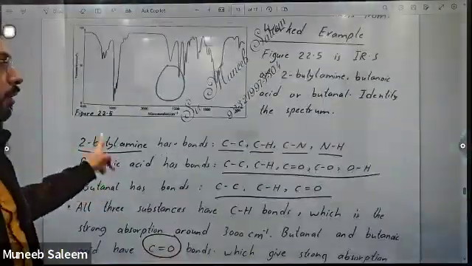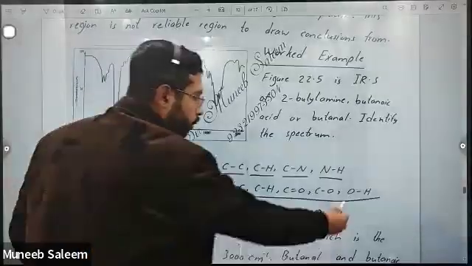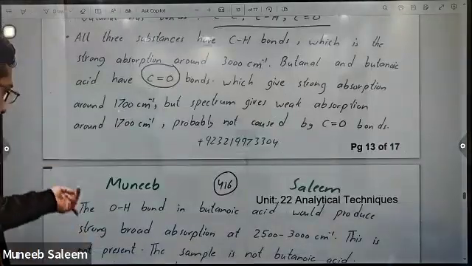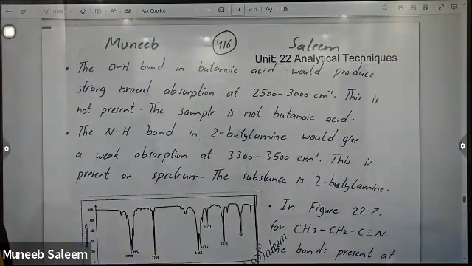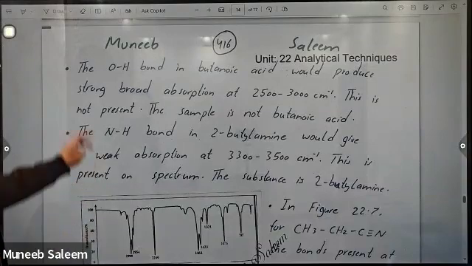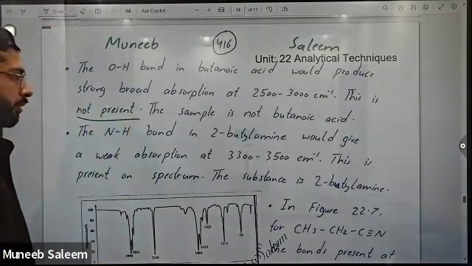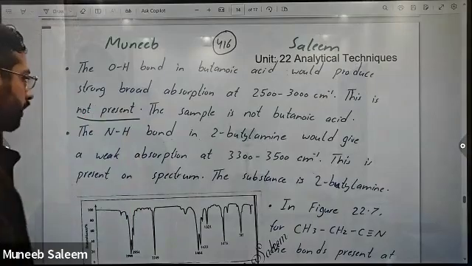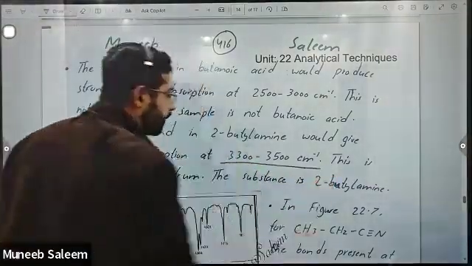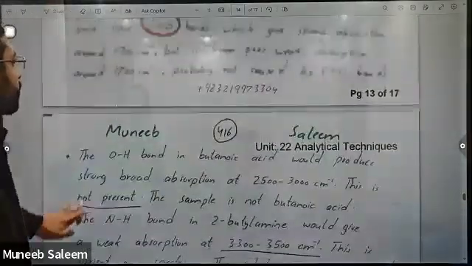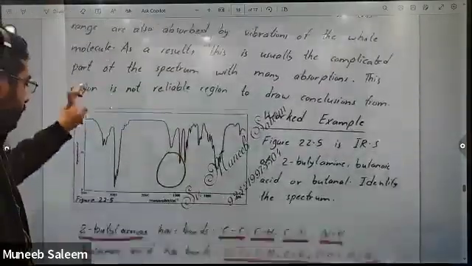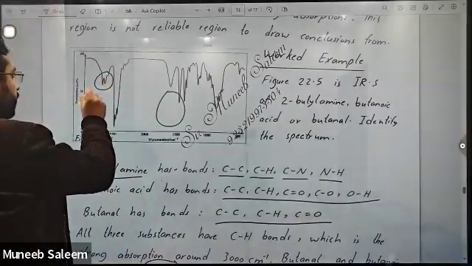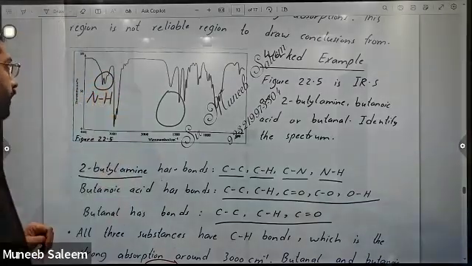So from here we can clearly say that it does not belong to the aldehyde or the carboxylic acid. In fact, in the carboxylic acid the broad OH peak is also absent here. There is no presence of that peak over here. The OH bond in butanoic acid would produce a broad peak, but this is not present. So the sample is not butanoic acid. The NH bond in 2-butylamine would give a weak absorption at 3300 to 3500 per centimeter. So you will find a weak peak at 3300 to 3500 here, this peak. So this peak belongs to the NH bond of the amine group.